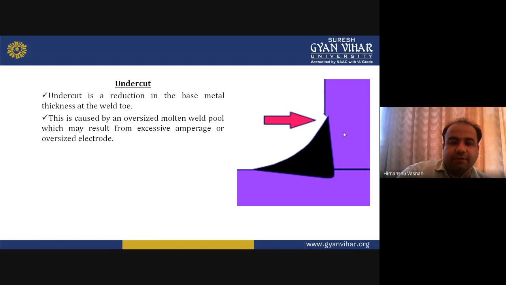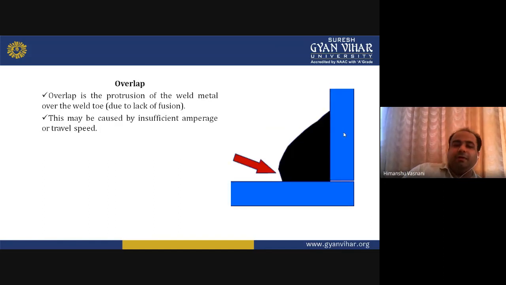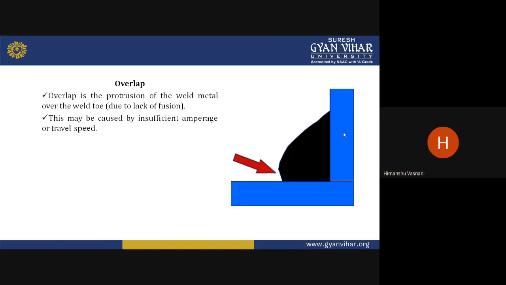Now second is overlap. Like you see undercut, there is overlap also. There is a protrusion of the welded metal over the weld toe due to lack of fusion. Due to some problem, the proper filler material and the base metal fusion doesn't happen, and that gives you a problem of overlap. This may be caused by insufficient amperage or travel speed. Right.